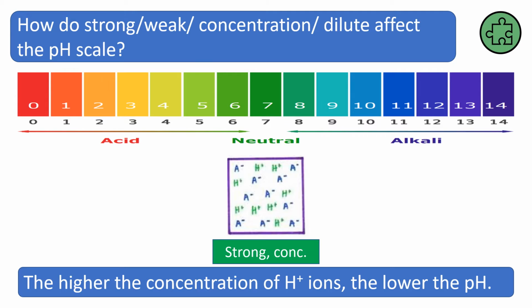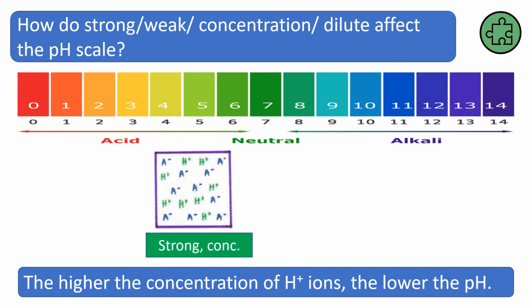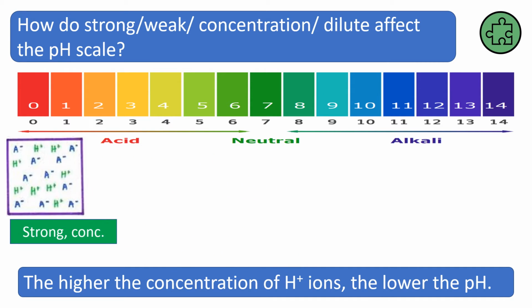So if I show you this picture here, I've got a strong concentrated acid. Where is that going to be on the pH scale? Well, hopefully you would recognise it's going to be all the way down here. There is a high concentration of hydrogen H+ ions in this strong concentrated acid.